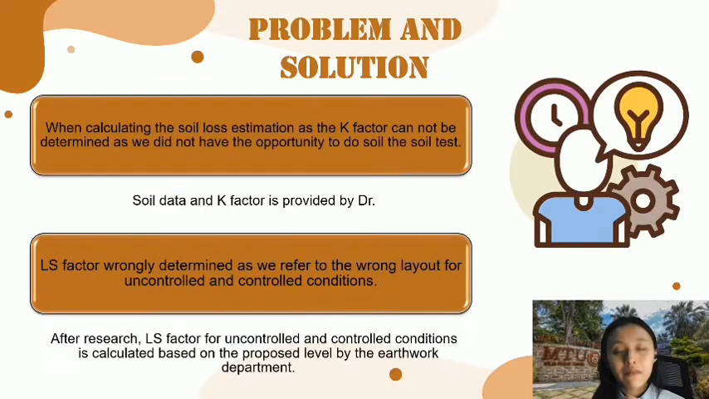We have come across 2 problems. The first one is that when calculating the soil loss estimation, the K factor cannot be determined as we did not have the opportunity to do the soil test. So the soil data and the K factor are provided by the doctor. And the second problem is that the LS factor was wrongly determined as we referred to the wrong layout for the uncontrolled and controlled condition. Hence, the LS factor for the uncontrolled and controlled condition is calculated based on the proposed level given by the earthwork department after the research.